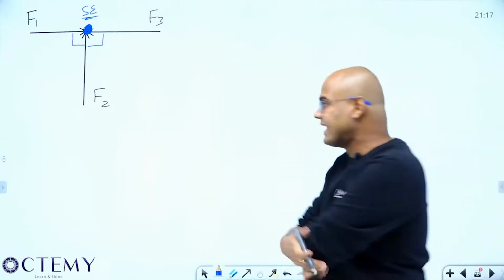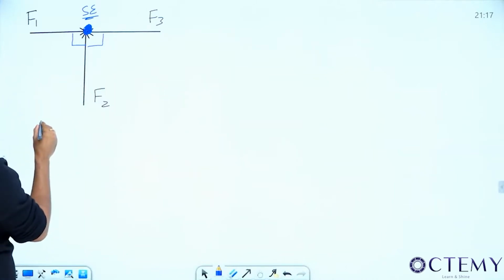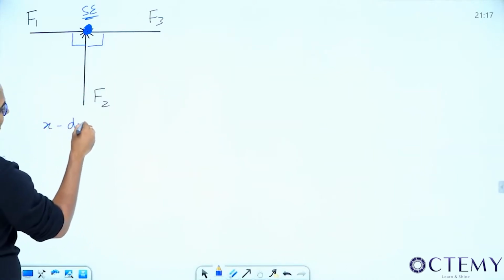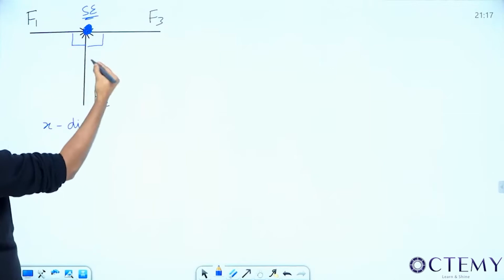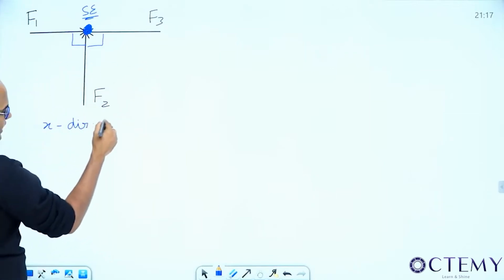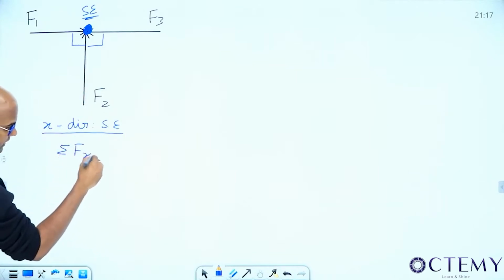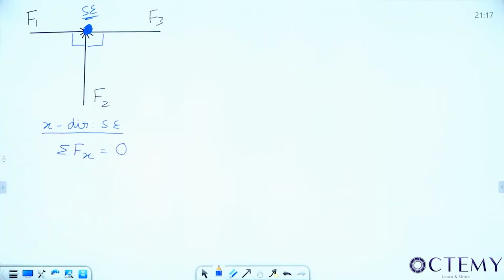Are you okay? Listen. As it is in static equilibrium, in x direction, first, it is a coplanar concurrent force system. I have two equations of equilibrium: sigma Fx equal to 0, sigma Fy equal to 0. So in x direction, as it is in static equilibrium, what can I write? Sir, listen carefully. Sigma Fx equal to 0.